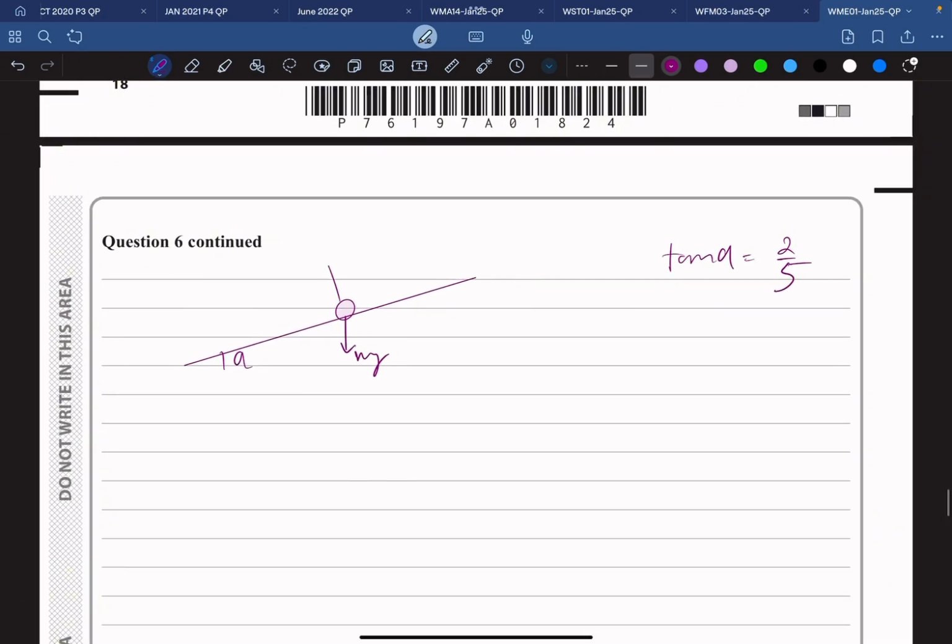And we have the reaction. Do we need that? No. Let's just keep that, that's fine. Let's just write this down as mg cos alpha.